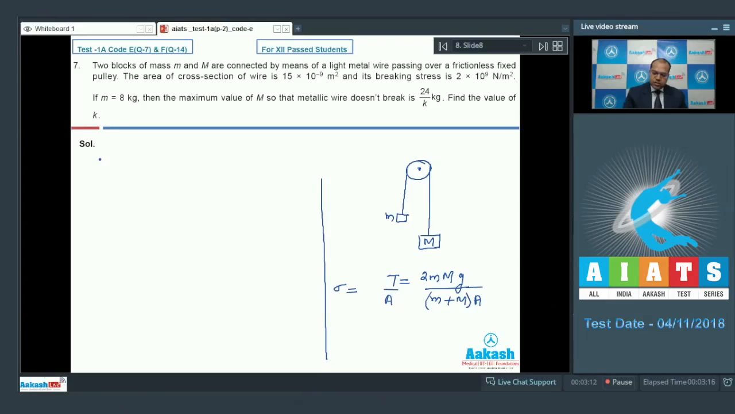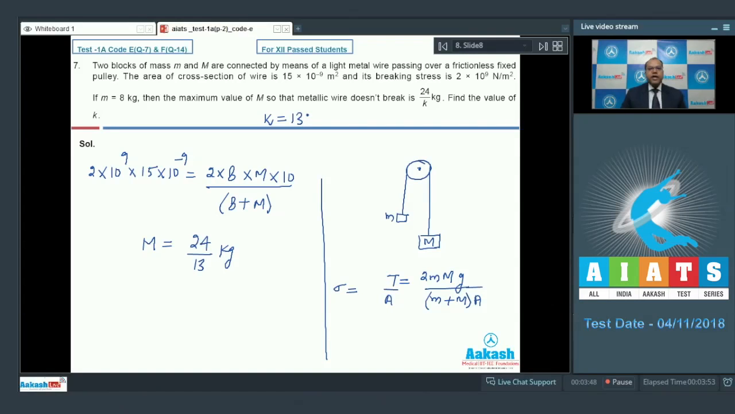Sigma is given in the question, that is 2 into 10 raised to the power 9, into area, that is 15 into 10 raised to the power minus 9, is equal to 2 times small m, that is 8, into capital M into g, where the value of g is 10, divided by 8 plus capital M. If I solve this equation, the value of capital M comes out to be 24 by 13 kg. So on comparison, we can say that the value of K is equal to 13. So the correct answer for question number 7 is 13.